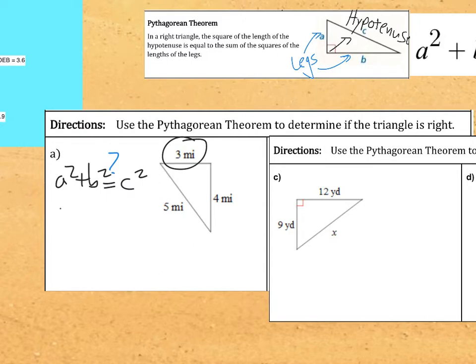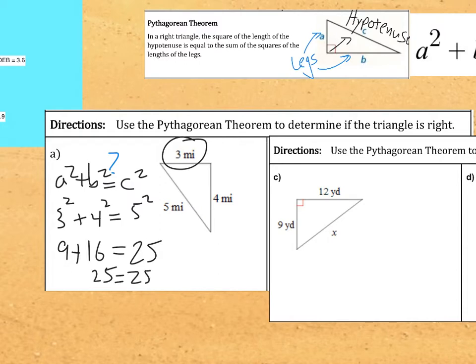Well, a is, maybe we'll call that 3 squared. B would be the 4. The most important part is that the c would have to be the hypotenuse. And let's see if that's a true statement. Is 9 plus 16 equal to 25? I think it is. Both sides come out to be 25. So yes, it's a right triangle. Remember, a right triangle has one right angle. Okay? So it's a right triangle.